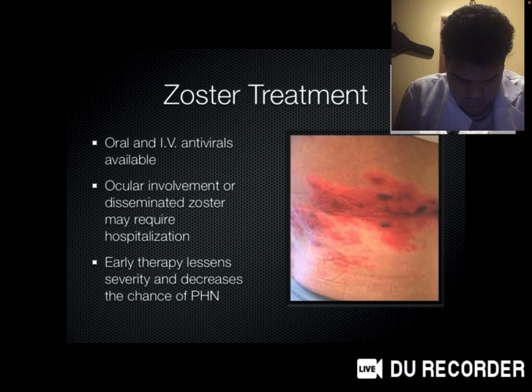Again, early therapy is important because it decreases the severity of the condition, and it also decreases the chance of developing what's called post-herpetic neuralgia, which is persistent shingles pain. That can last for months or in some cases years. What are we going to do about it?